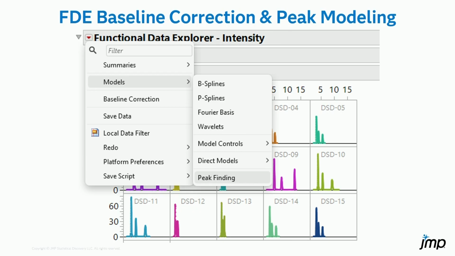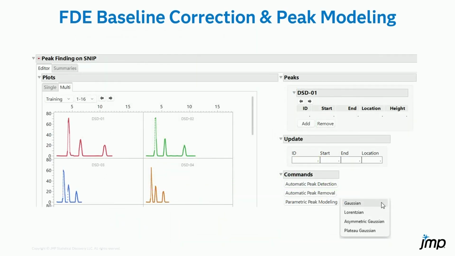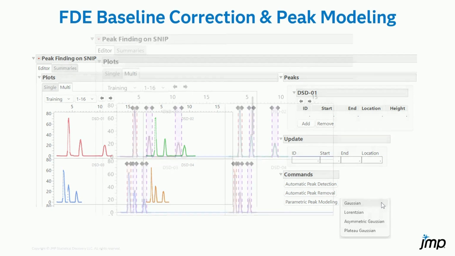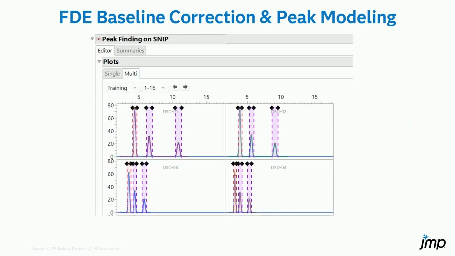So next we go into the peak finding tool and model the peaks to extract the areas under the curve and the resolution metrics. So we select parametric peak modeling and then choose a Gaussian peak shape to model these. So the Gaussian multi-peak model is fit to the peaks automatically, and we can use overlay graphs of the model and observed values to determine if the model agrees with the data. In the plots above, we see perfect alignment of the model and the data.